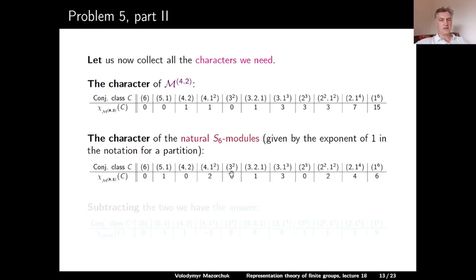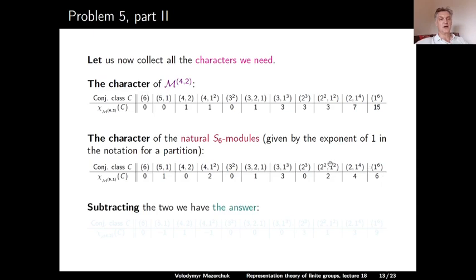For (3,3), 0. For (3,2,1), the value is 1. For (3,1,1,1), the value is 3. This is the exponent of 1. For (2,2,2), the value is 0. For (2,2,1,1), the value is 2, the exponent of 1. For (2,1,1,1,1), the value is 4. And for (1,1,1,1,1,1), the value is 6.